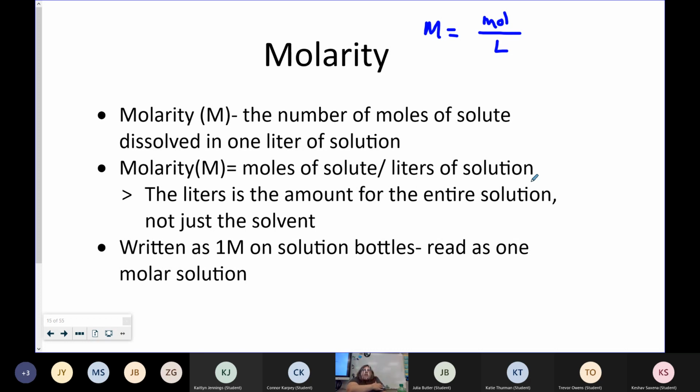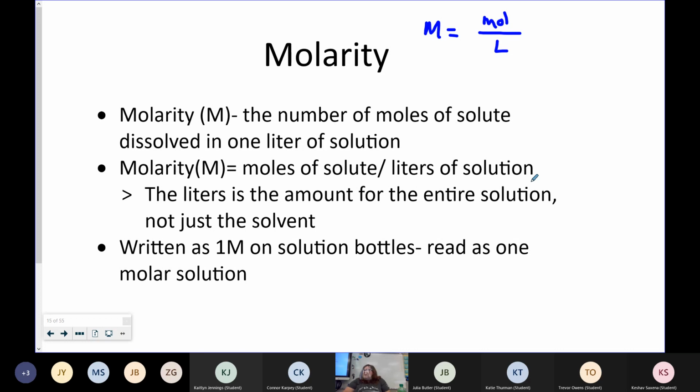The liters is the amount for the entire solution, not just the solvent. So if we had 500 milliliters of water, and once we added the solute to it, it's now 505 milliliters, we would use that 505. So it's the total volume once everything is put together.